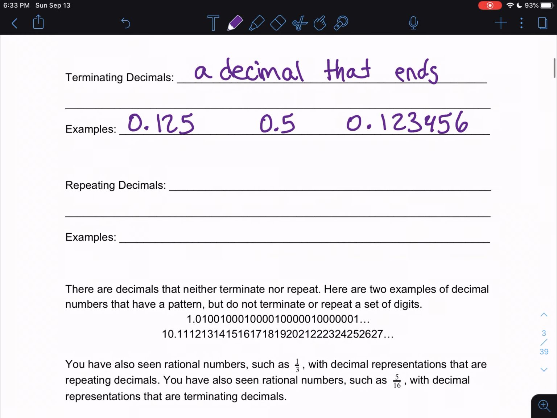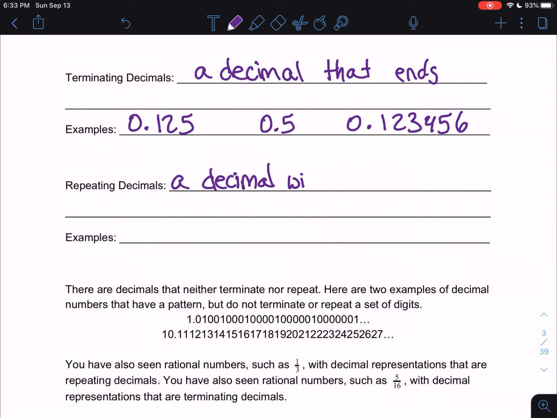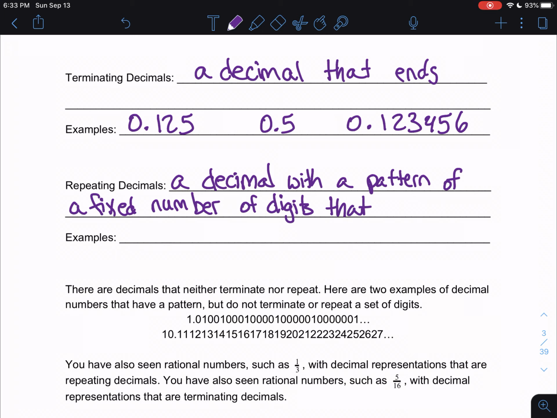And that's the important part. Okay, and then finally, a repeating decimal is a decimal with a pattern of a fixed number of digits that repeat forever, or forever if you want to be mathematically accurate. So go ahead and think about some examples, and then I'm going to fill in some as well.